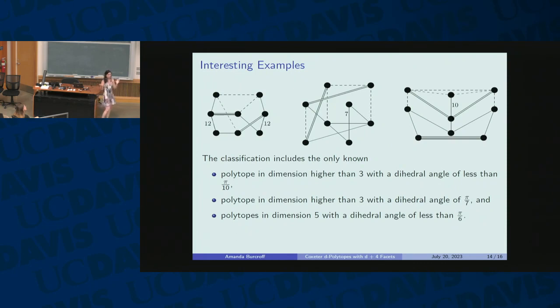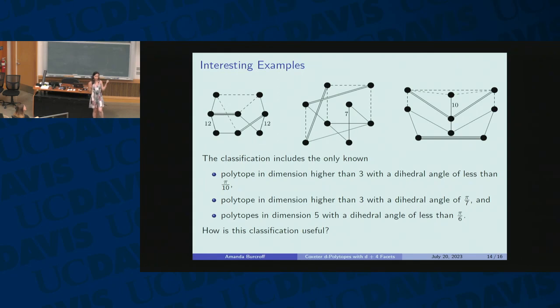But yes, let me point out a few of these polytopes that were particularly interesting. This classification includes the first known polytopes in dimension greater than 3 that have a dihedral angle of less than pi over 10 or equal to exactly pi over 7, as well as the first polytopes in dimension 5 that have a dihedral angle of less than pi over 6.